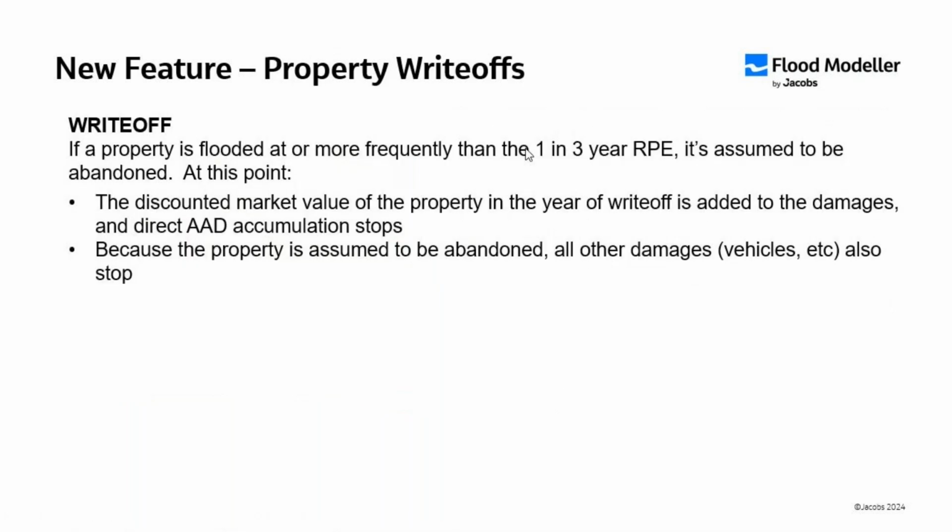Property write-offs. If people have got any previous experience of economic assessment, you'll probably be familiar with doing that, possibly in the context of doing spreadsheet post-processing to get it calculated. There are 2 parts to write-off. The first one is that once a property is flooded at a lower return period than the user specifies, all the damages at that property stop at that point in time, and the discounted market value in the year of write-off is added to the damages. Damage Calculator now does both of those things automatically.